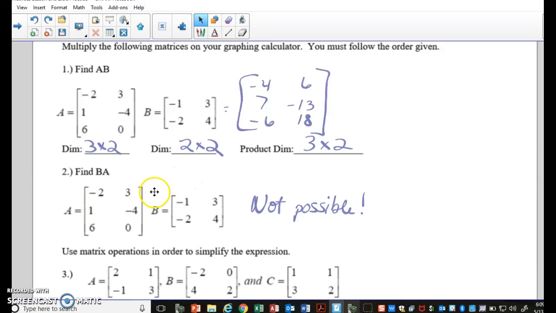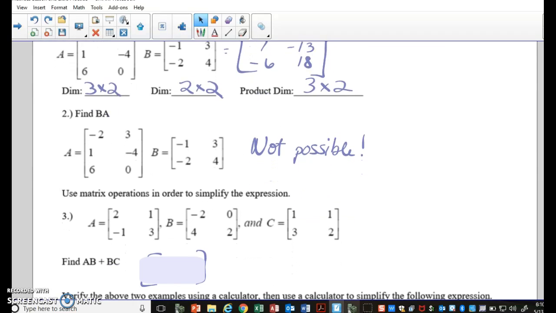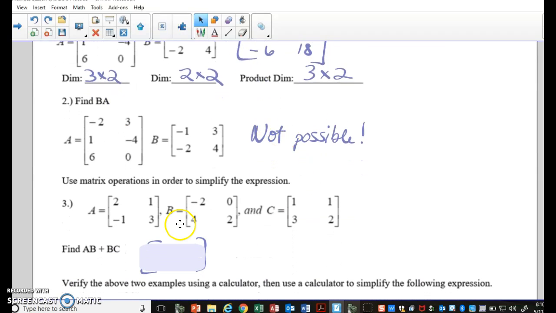3 rows by 2 columns, 2 rows by 2 columns. If I reverse that, if I switch it, then the number of columns of B is not equal to the number of rows of A. We can't do it. No matrix multiplication there. Alright, moving on.